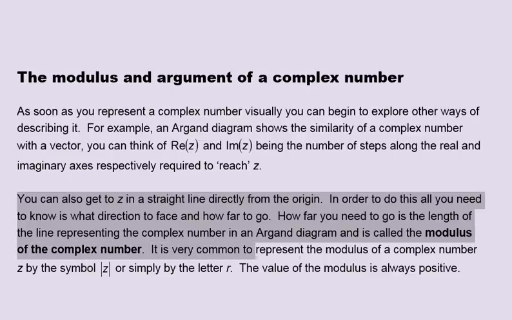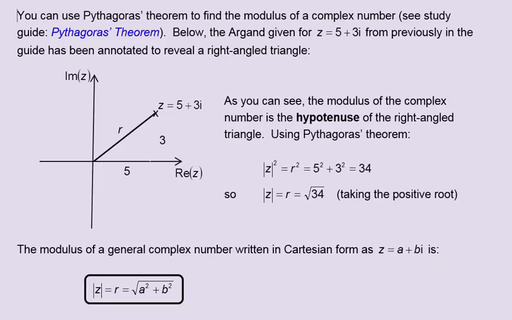It is very common to represent the modulus of a complex number z by the symbol |z|, which is z between two vertical bars, or simply by the letter r. The value of the modulus is always positive. You can use Pythagoras' theorem to find the modulus of a complex number. See study guide, Pythagoras' Theorem.